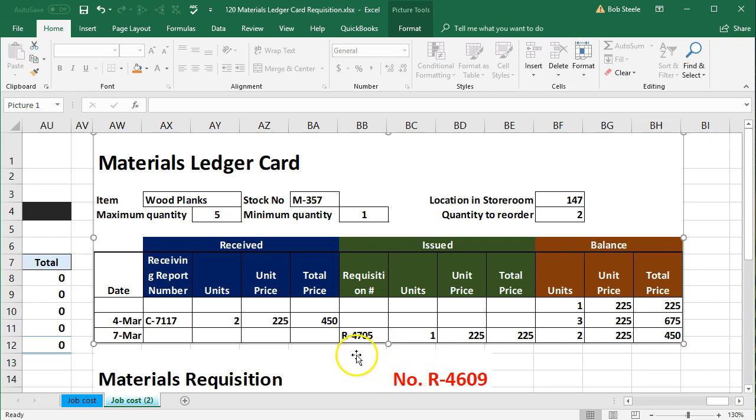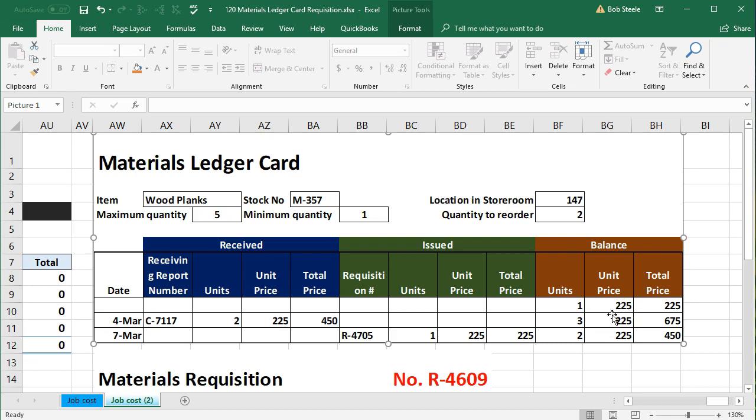And then when the inventory is taken out, we do that with a requisition form, similar to this. Again, these are just examples. And the requisition form says we're going to want 1 unit at 225. And that leaves us with 3 minus the 1 or 2 units that are still left at 225 for 450. So these are just an example of us having to track the inventory within the warehouse.